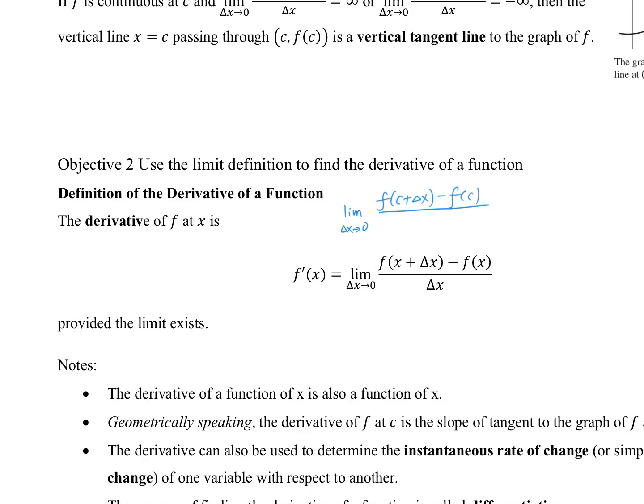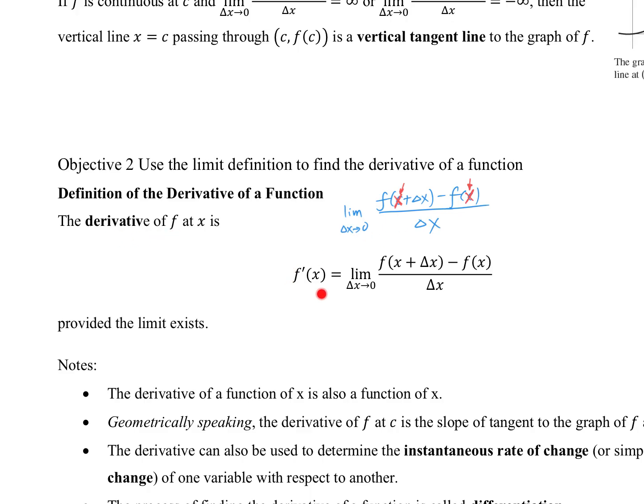Let me quickly write it down. So if you vary this c, then you find the slope of tangent at different values of c. So if we make it general, say at point x, then this will be the slope of the function at x. Because we need to find this so often, let's define this as a function of f. We call it the derivative of f.